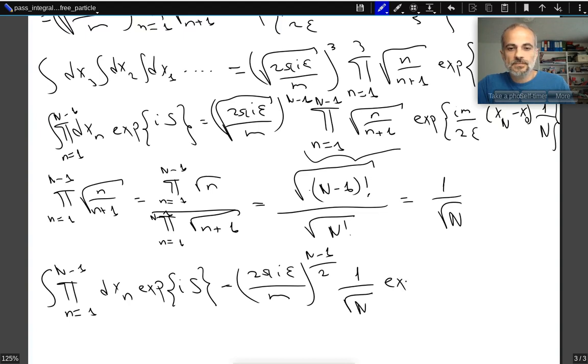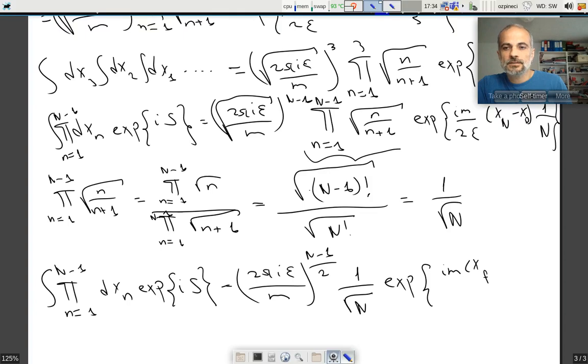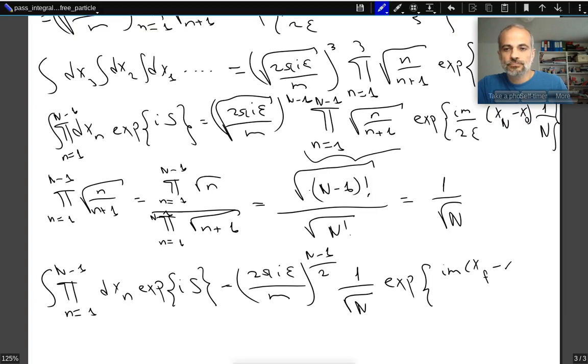And now we have the exponent I m. Now xn is just our final position, and x0 is the initial position. So, well, n times epsilon is our total time interval, and this is squared.